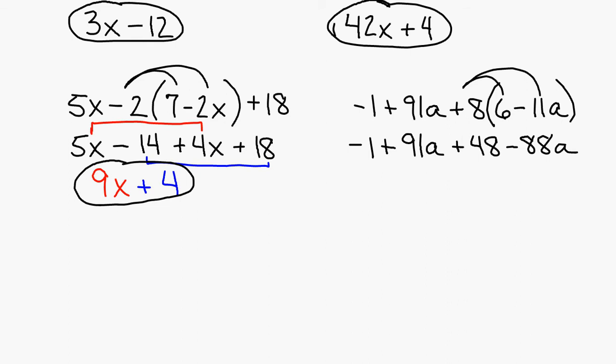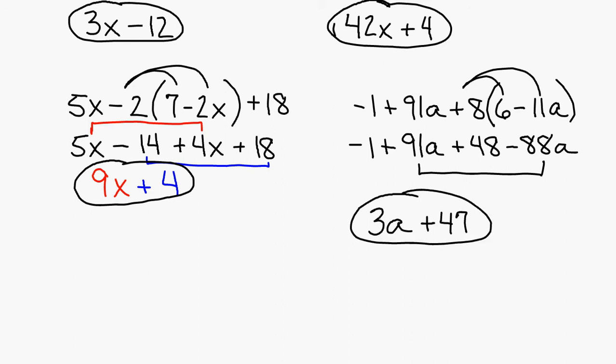And again, you're going to combine the variables first. So 91a minus 88a would be 3a. And negative 1 plus 48 would be positive 47. And that is your final answer.